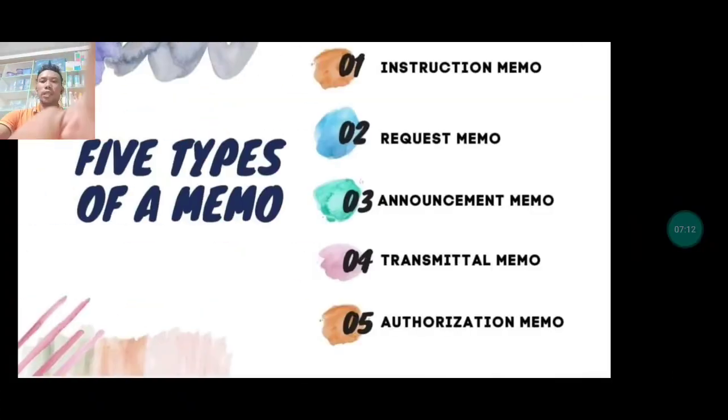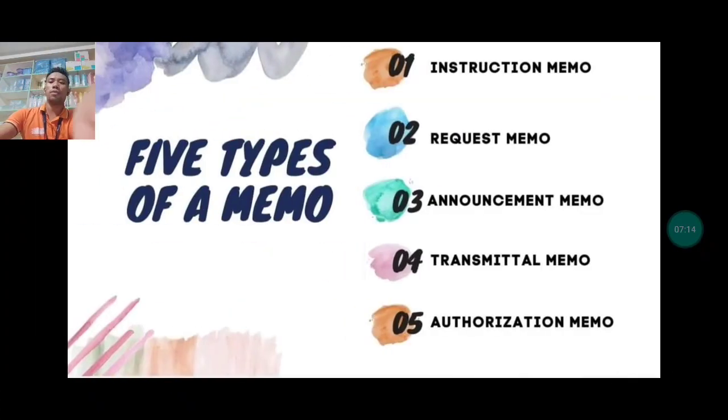Then the fourth one is the transmittal memo. A transmittal memo serves as a cover note for a more formal or lengthy document. An example of this memo is when transmitting an annual report to the members.